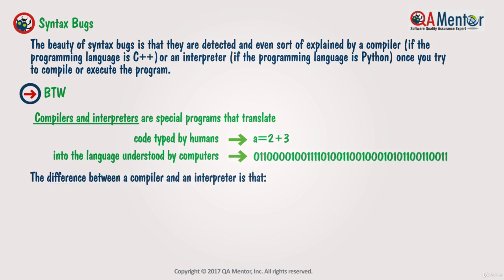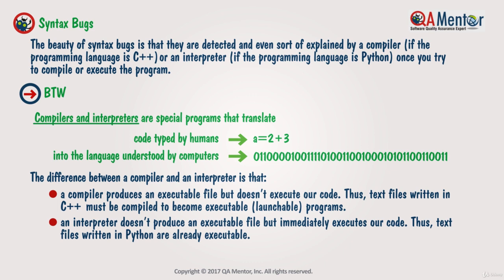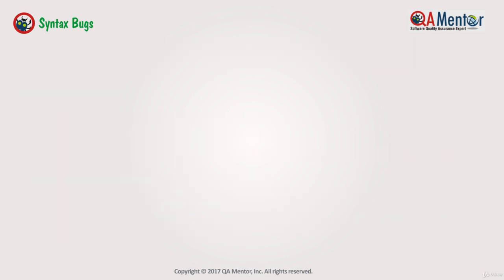The difference between a compiler and an interpreter is that a compiler produces an executable file but doesn't execute our code. Thus, text files written in C++ must be compiled to become executable or launchable programs. An interpreter doesn't produce an executable file, but immediately executes our code. Thus, text files written in Python are already executable.